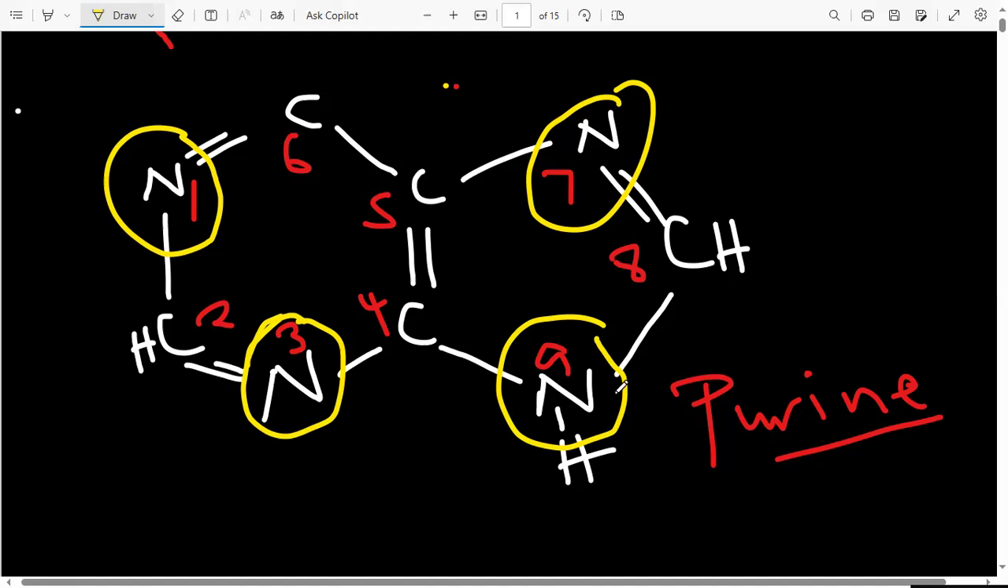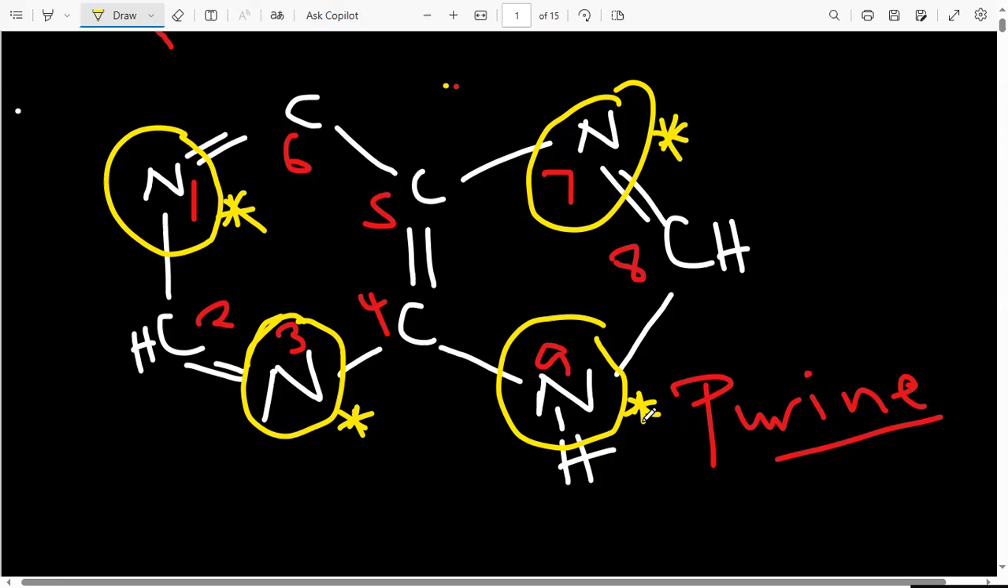This is not the only orientation. You can orient it in another way, but the general structure for a purine will look something like this. The important feature is to identify where these nitrogens are and what positions they are in, because they will be very important when it comes to the bonding and everything. This is the general structure for a purine.